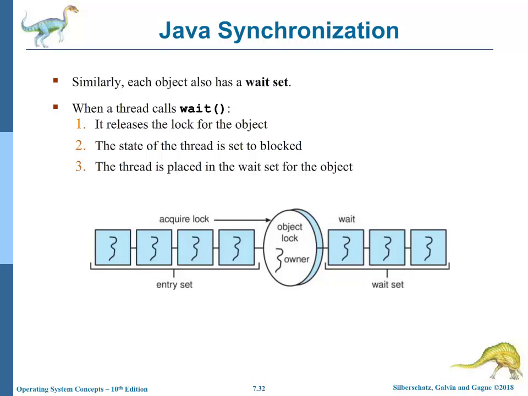When the thread calls the wait method, the following happens. The thread releases the lock for the object. The state of the thread is set to blocked. The thread is placed in the wait set for the object.